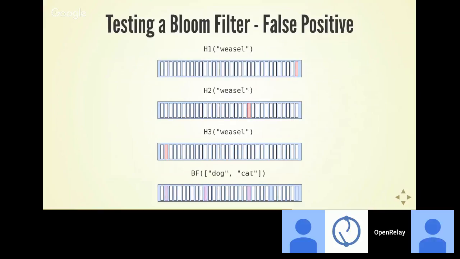However, there is a risk of false positives. Suppose we have a weasel. So we take hash 1 of weasel, and we see that the first hash of weasel maps down into this bit down here that was set when we set cat. And then we take hash 2 of weasel, and we map that down here to this bit that was set when we set dog. And then hash 3 of weasel maps down here to another bit that we set when we set dog. And as far as our bloom filter is concerned, a weasel is a member of our set, even though it was never added. That is where the false positives come in.